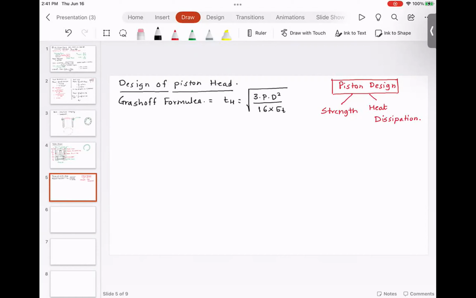In this equation, P is the max pressure, D is the diameter, and sigma T is the tensile strength.